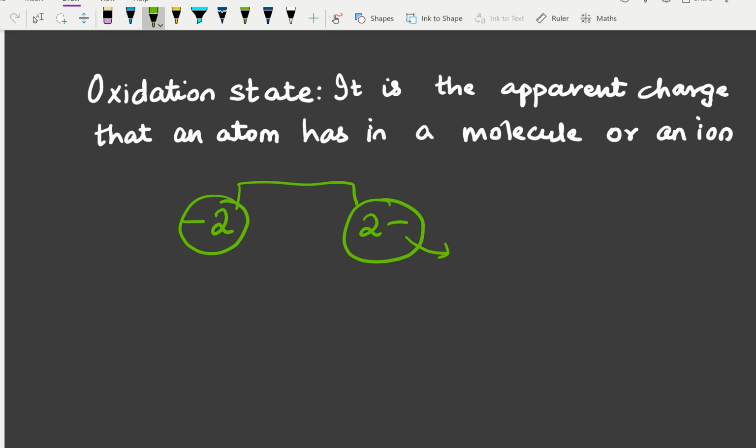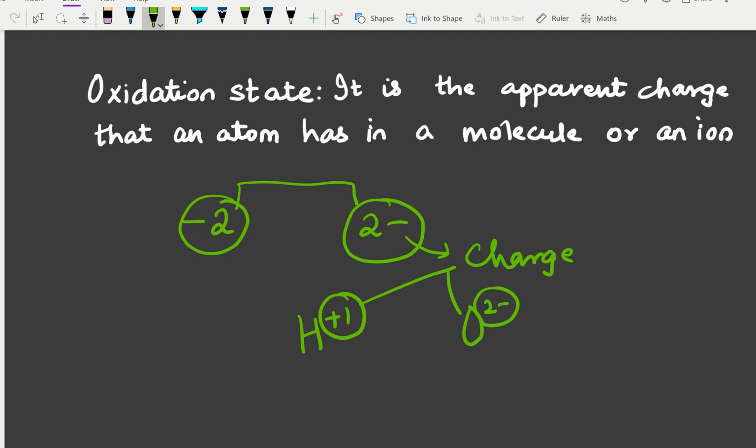Well, this tells you about the charge. When I write 2-, it is just a charge. So I can write O2-, I can write H+1. These are charges. But when I talk about -2, I am specifically talking about the oxidation state. So there's a difference. One refers to the oxidation state and the other refers to the charges.